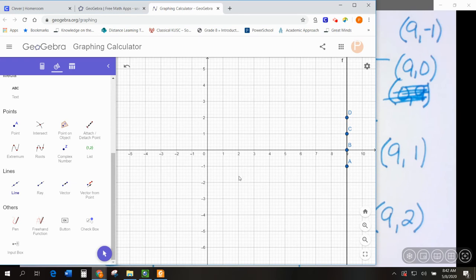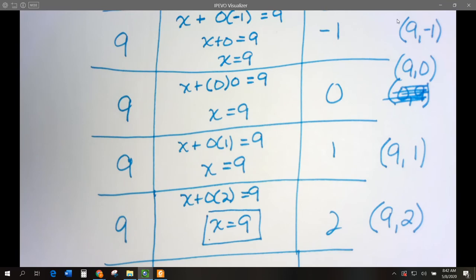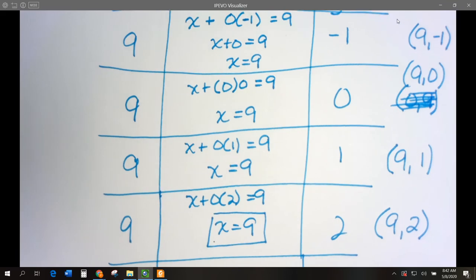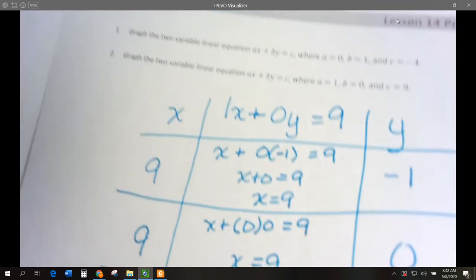And this time we have a vertical line. And our vertical line is actually going to cross the x-axis at 9. When we have x equals 9, it's going to cross the x-axis at 9. Let's go on to our third one. They want us to graph y equals 7.